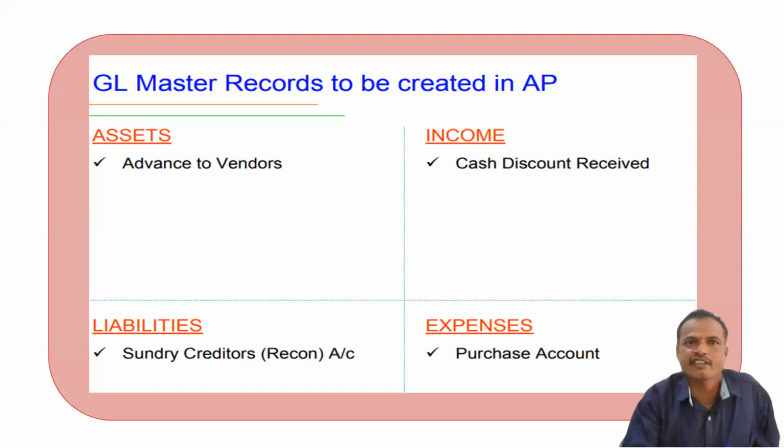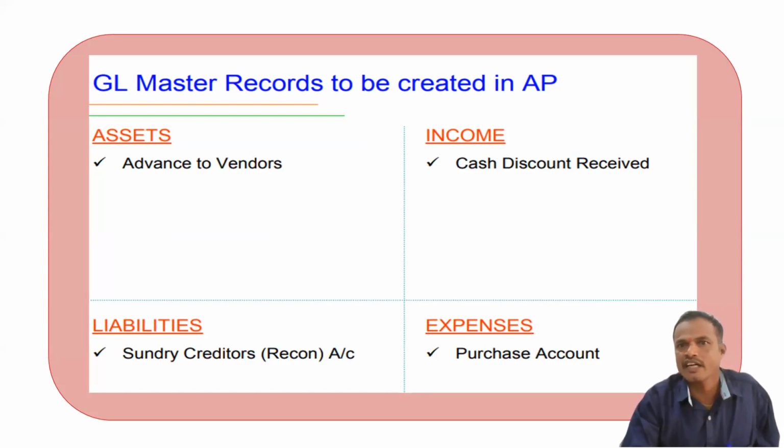We create a GL master record to be created in accounts payable. In accounts payable, we create assets and income, liabilities, expenses. Asset means advance to vendors. At the time of purchasing, we pay some amount to the vendors. That time, on the asset side, we create advance to vendors.